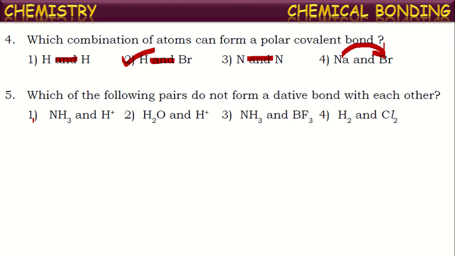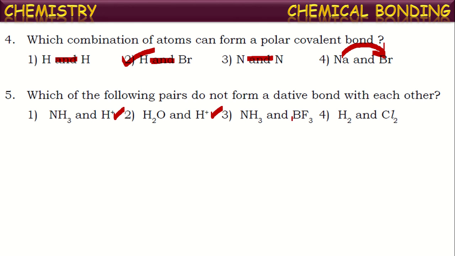Observe this here, NH3 and H plus. In the NH3, nitrogen has a lone pair of electrons, and H plus has one vacant orbital. So they form a dative bond. What about the water molecule and H plus ion? Here also, the central atom oxygen in water has two lone pairs of electrons. H plus has a vacant orbital. So these two also result in the formation of a dative bond.